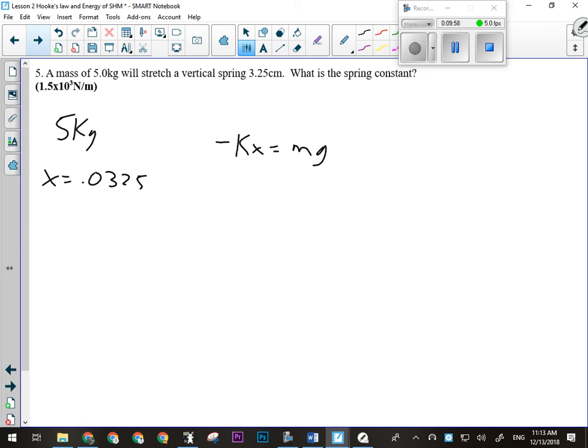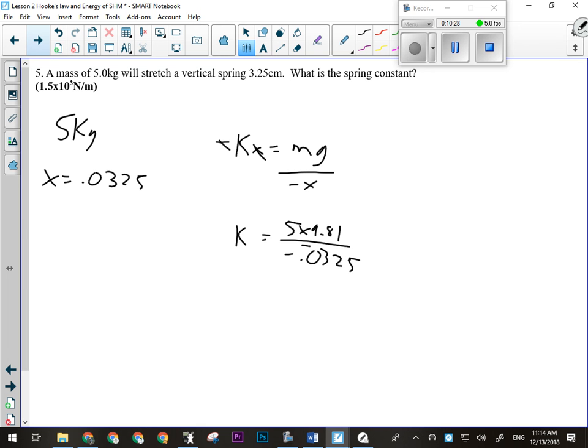Which is 0.0325. So if I'm manipulating here for k, I divide both sides by negative x, and I'm going to have k equals 5 times 9.81 divided by negative 0.0325. This should be another negative here because it's down, and that'll give me my positive k of 1,500 newtons per meter. Any other ones giving us trouble?